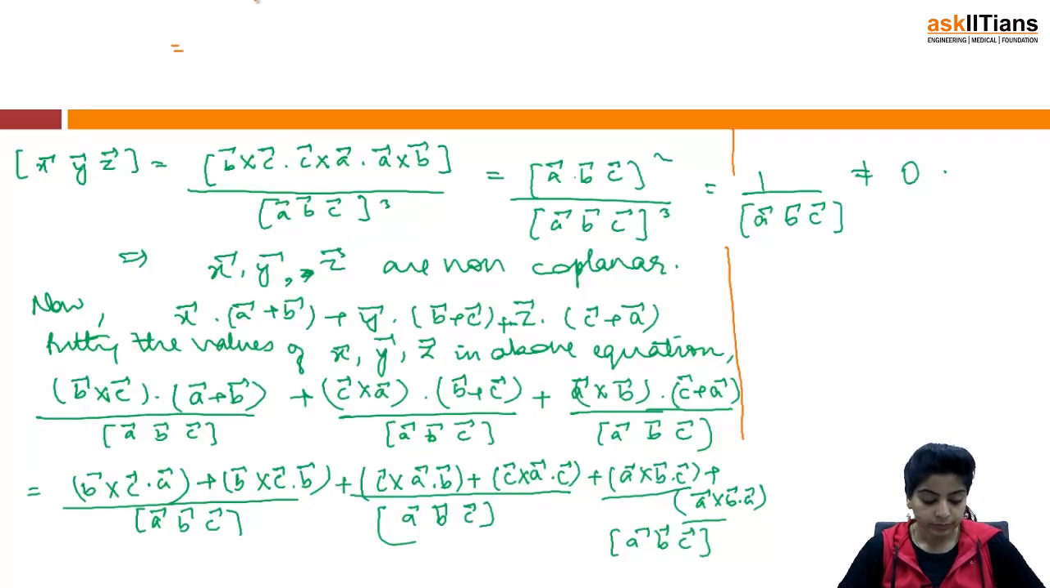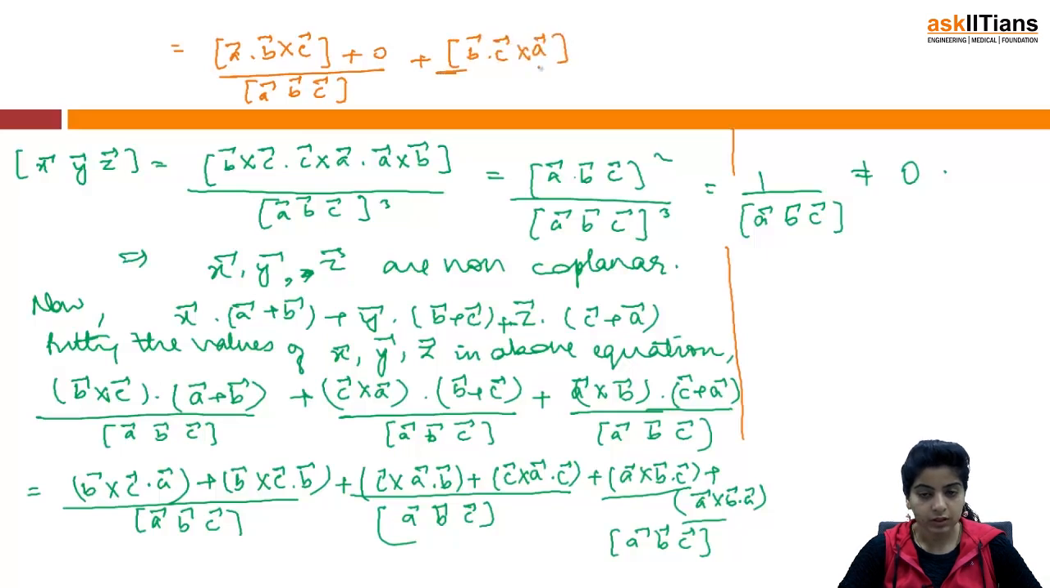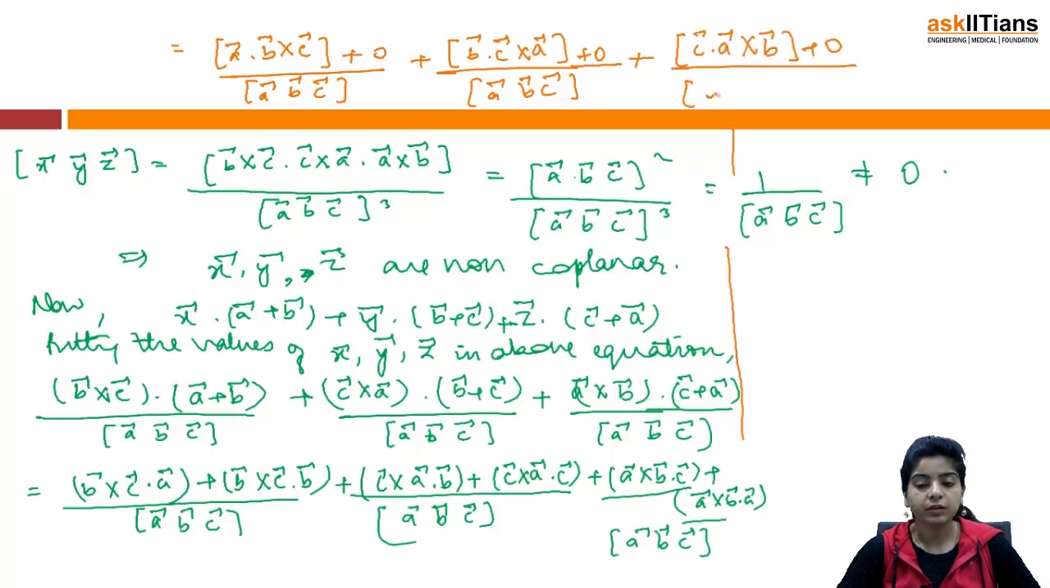okay, we have reached this. Now further this can be written as A dot B cross C plus, it will be 0, upon the scalar triple product [A, B, C], plus B dot C cross A, again the same term, plus 0, plus the third term. So this is what we get after solving this.